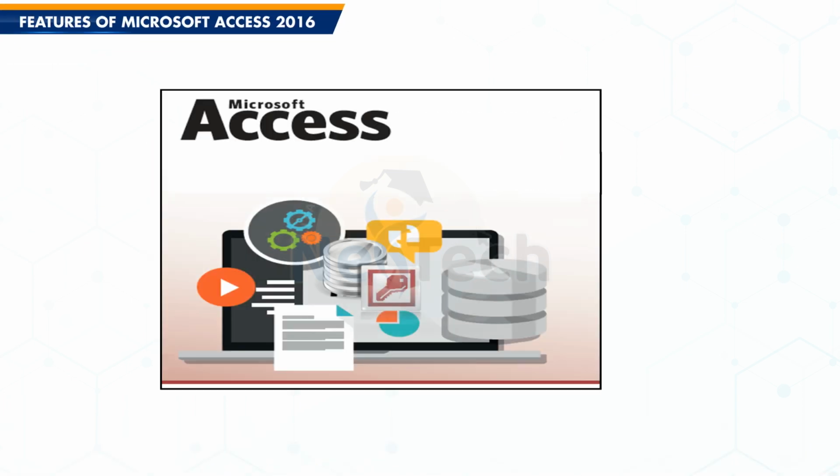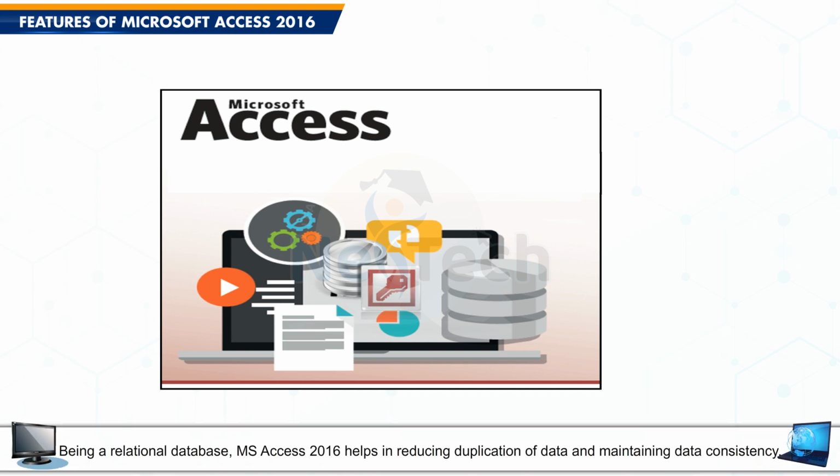Features of Microsoft Access 2016. Being a relational database, MS Access 2016 helps in reducing duplication of data and maintaining data consistency. It supports sharing of data with other Microsoft Office 2016 programs. One can add predefined database objects to an existing database. In Access 2016, it is easy to make design changes while viewing the underlying data.